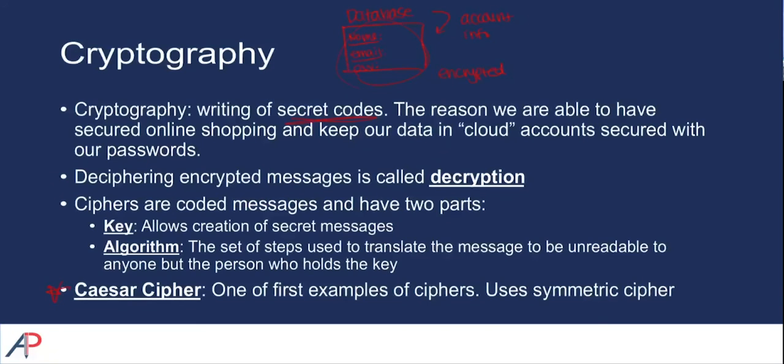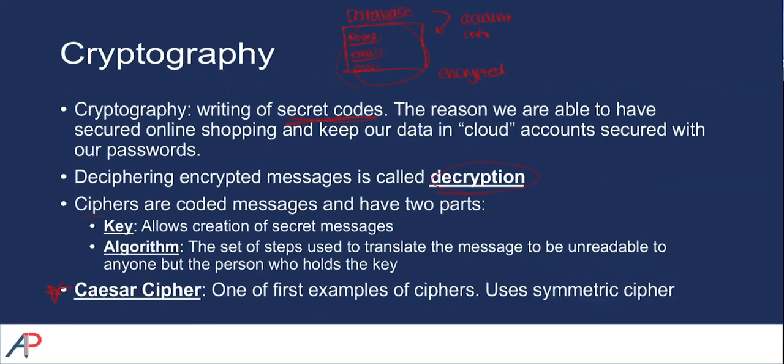Encryption is the encoding of something, whereas decryption is the deciphering of this encoding. So decryption is the opposite of encryption. Encryption is when you're encoding. Decryption is when you are changing it back into the original message.